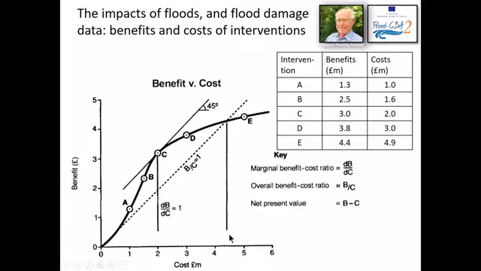What we are graphing is the costs of different interventions along the horizontal axis against the benefits accruing as a result of those interventions on the vertical axis.